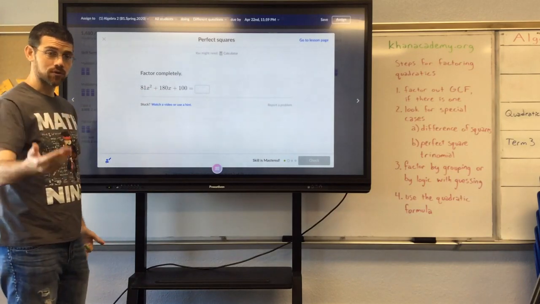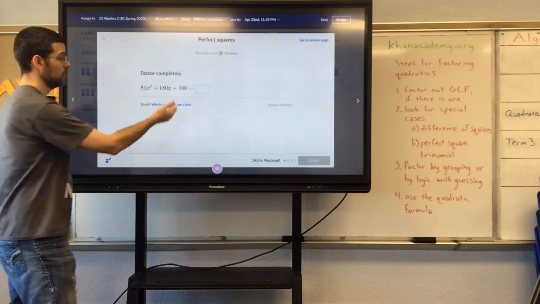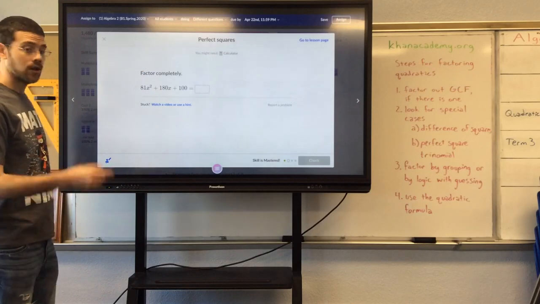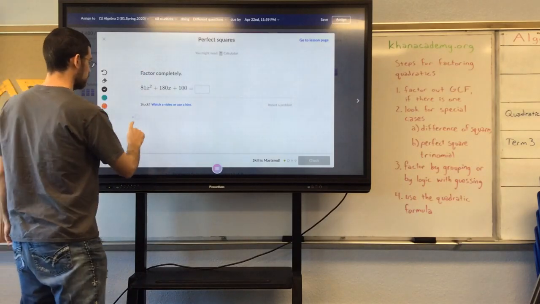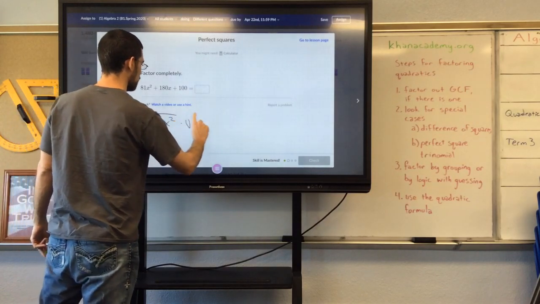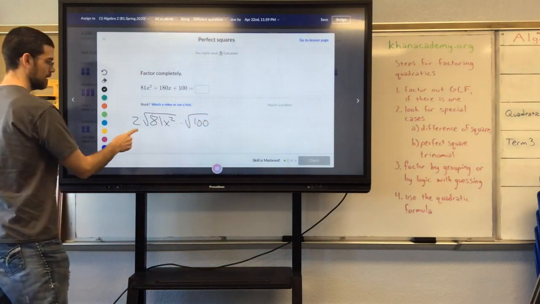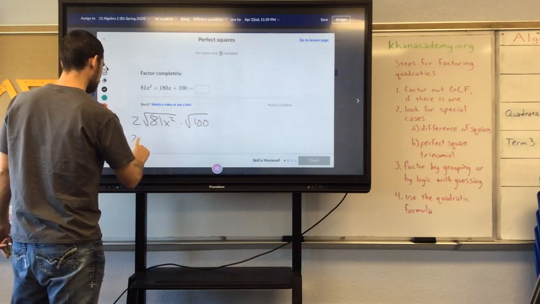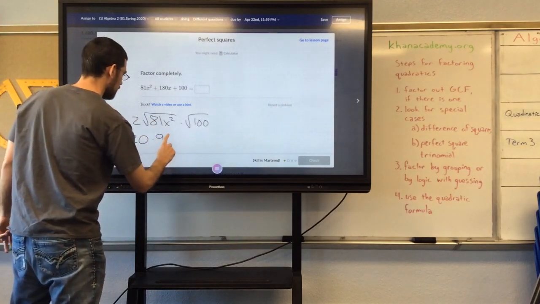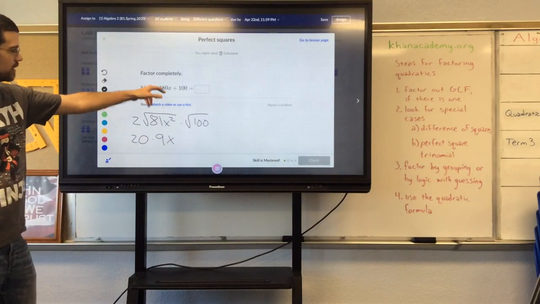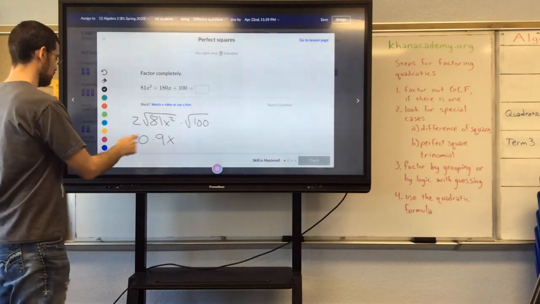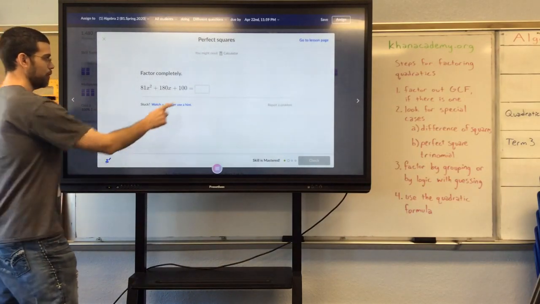81x squared, if you take the square root of that, is 9x, so that's good. The square root of 100 is 10. So we're going to see if the middle term figures out. It should be 2 times the square root of 81x squared times the square root of 100. 10 times 2 is 20. The square root of 81x squared is 9x. 20 times 9x is 180x. So this follows the pattern, or we can follow the pattern to factor this. It is a perfect square trinomial.